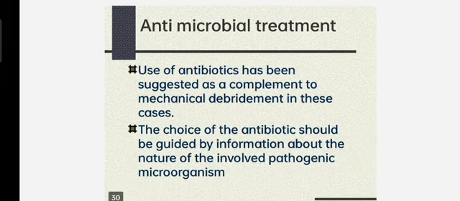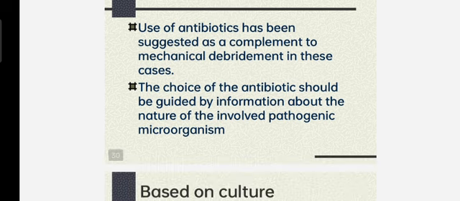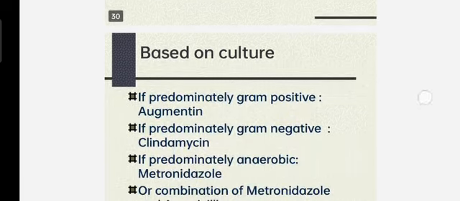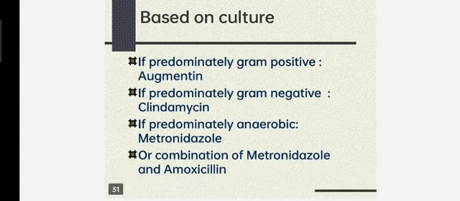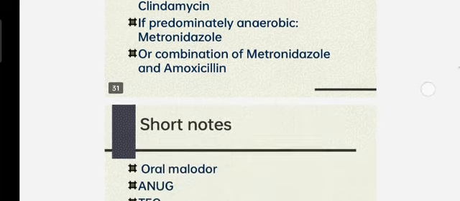In antimicrobial treatment, the use of antibiotics has been suggested as a complement to mechanical debridement in these cases. The choice of antibiotic should be guided by information about the nature of the involved pathogenic microorganisms. Based on the culture, if predominantly gram positive, then Augmentin is prescribed. If predominantly gram negative, clindamycin is prescribed. If predominantly anaerobic, then metronidazole or a combination of metronidazole and amoxicillin.